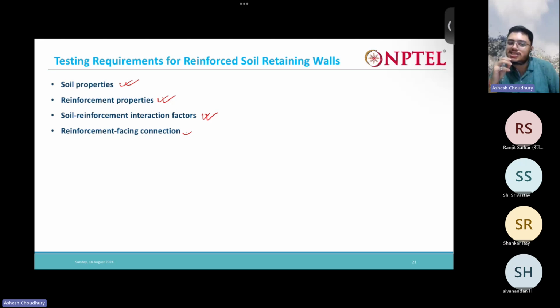Then the soil interaction parameter factor: there is the alpha factor. Alpha defines the friction coefficient. Alpha times tan phi gives the friction coefficient between the soil and the reinforcement. And the last one is the reinforcement facing connection. How strong is the facing? That also you have to test, whether the connection between the facing and the reinforcement is strong enough or not.